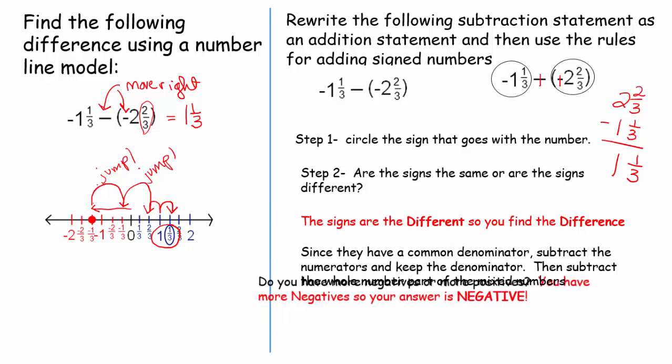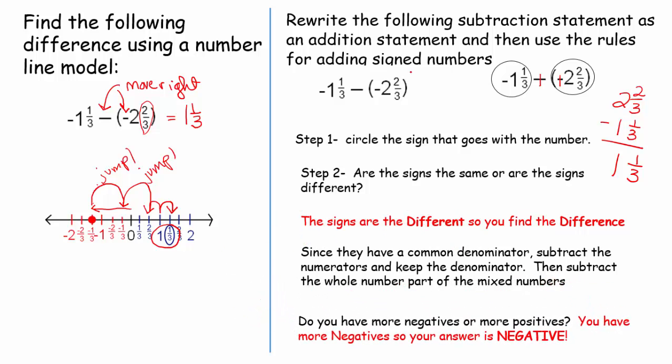Then you have to ask yourself, what do you have more of? Well, I have a negative 1 1/3. I have a positive 2 2/3. I definitely have more positives, so my answer is positive.